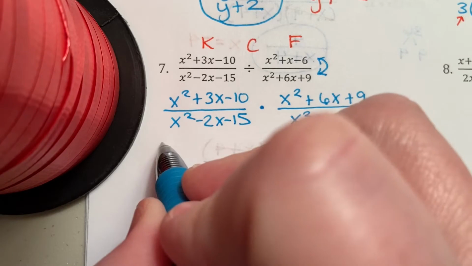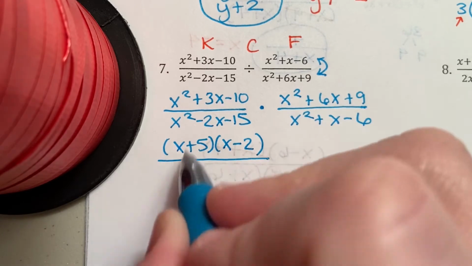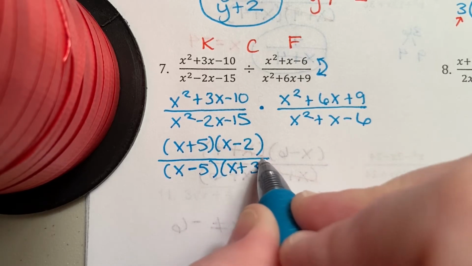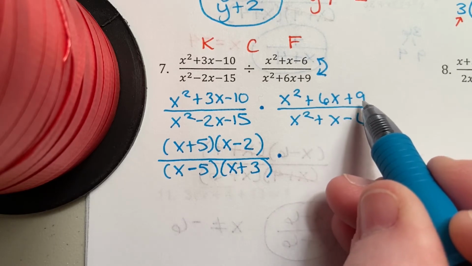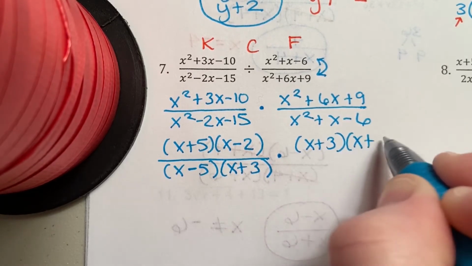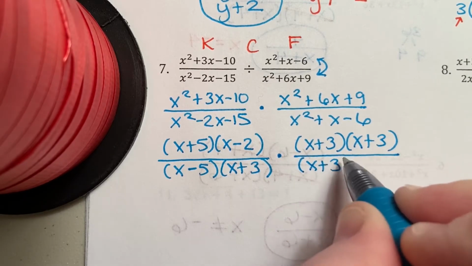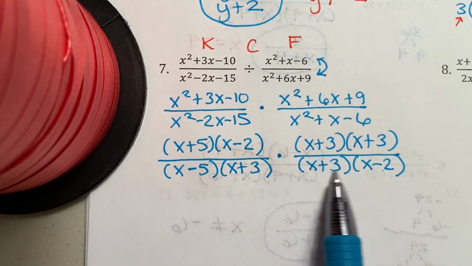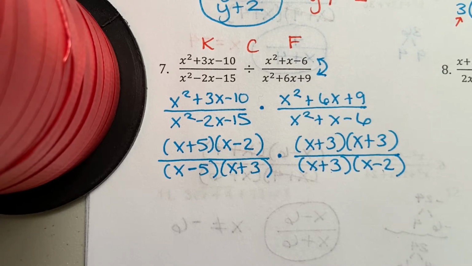If we factor this numerator, we're going to have x plus 5 and x minus 2 over the denominator, which would be x minus 5 and x plus 3. When we factor this numerator, 3 times 3 gives me 9 and adds together to give me 6. So I'm going to have x plus 3 and x plus 3. The denominator, I would have an x plus 3 and an x minus 2, because 3 times negative 2 is negative 6, and 3 plus negative 2 gives me the positive 1 I need in the middle.